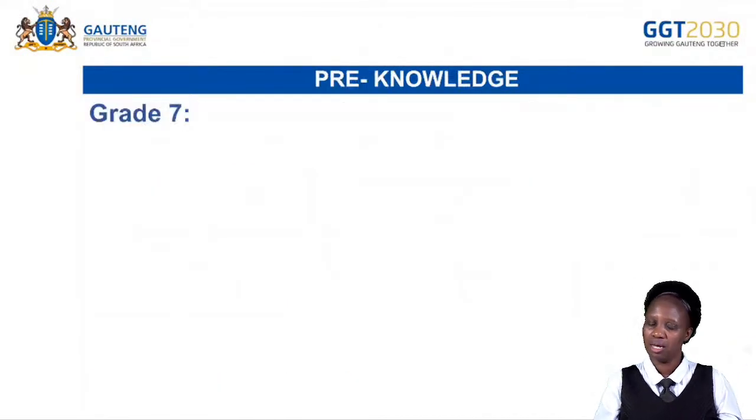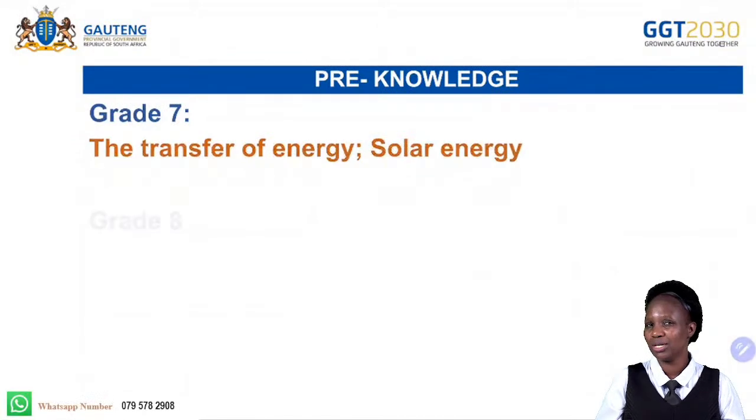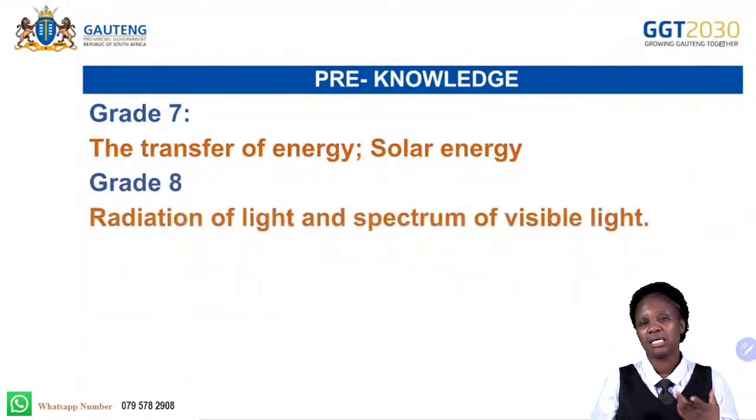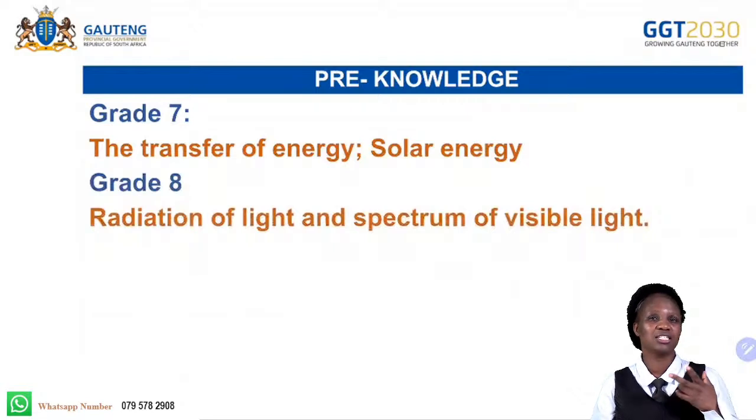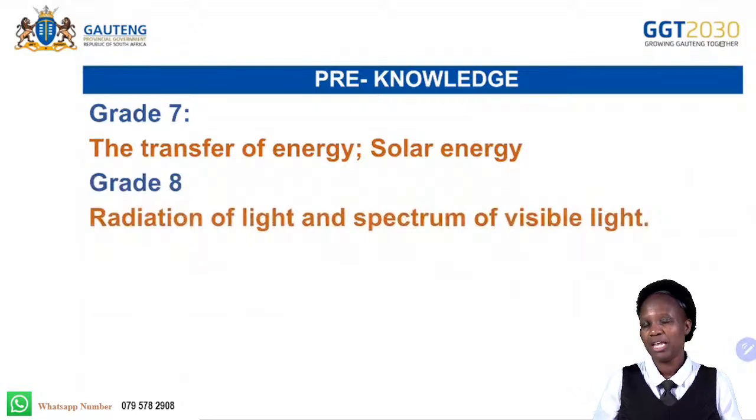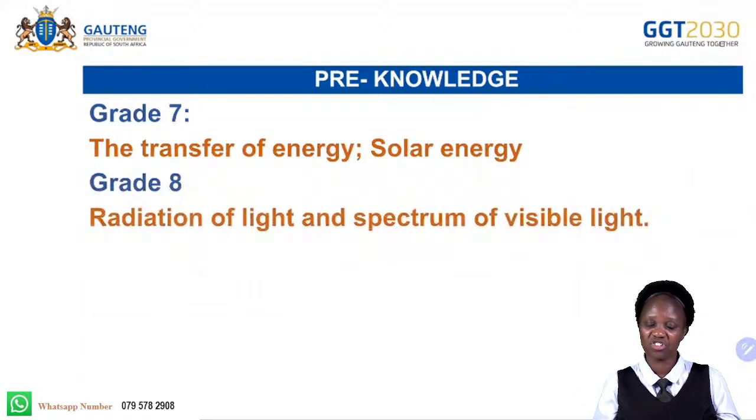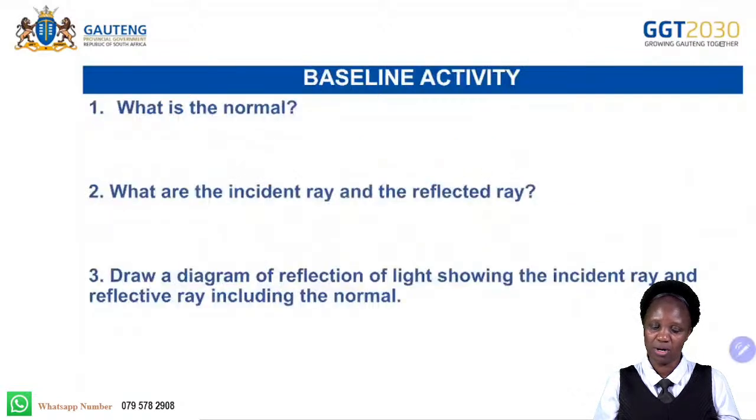Let's check pre-knowledge. What is pre-knowledge? Remember, this is the prior knowledge that we already have, what we have done in the past. When you were in grade 7, you did the transfer of energy where you focused on solar energy. And in grade 8, we also did radiation of light and the spectrum of visible light.